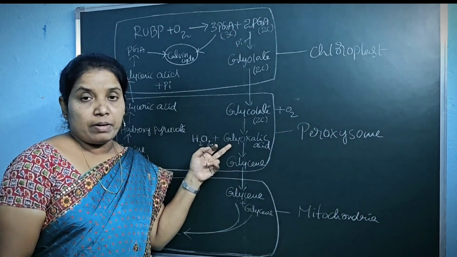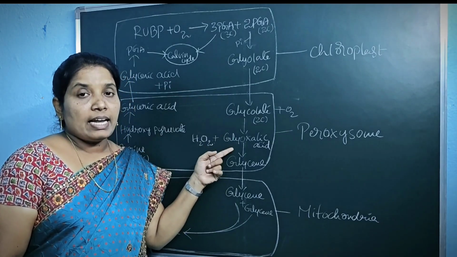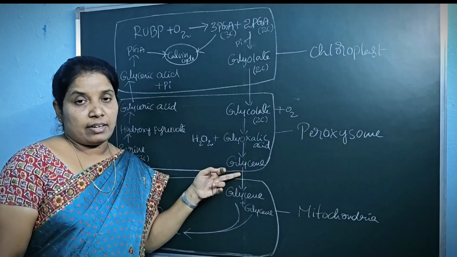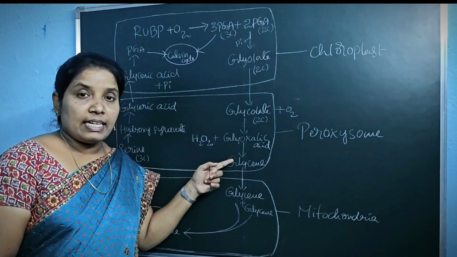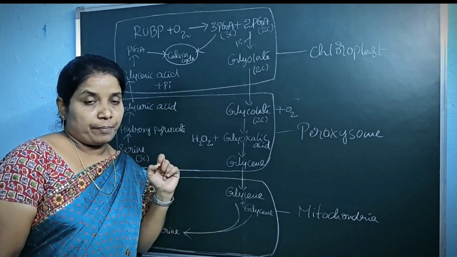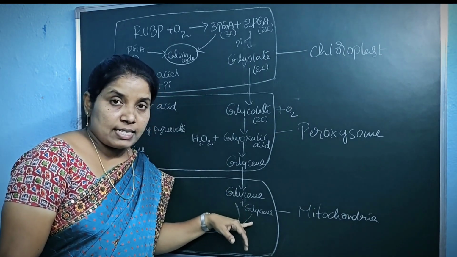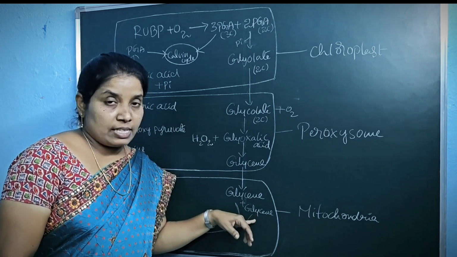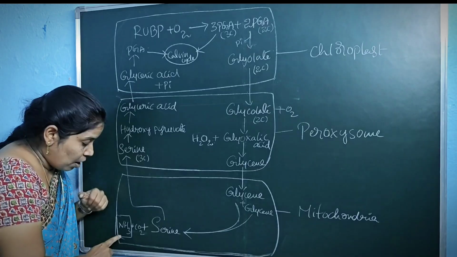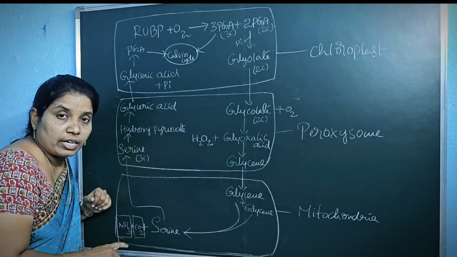In the next step, glutamic acid is added to the glyoxylic acid. Then it converts into glycine plus oxoglutaric acid. Glycine enters into the mitochondria. Let's see the next step. In the mitochondria, 2 glycine amino acids combine together, resulting in the formation of 1 serine. In this reaction, ammonia and carbon dioxide are both released in the mitochondria.